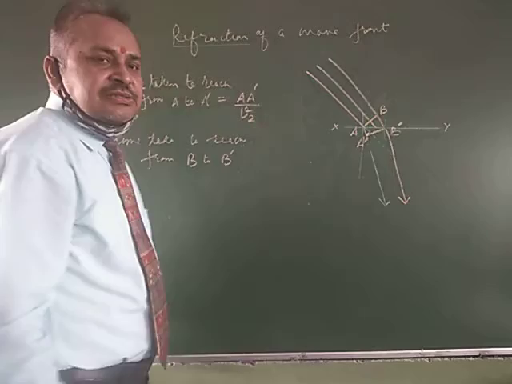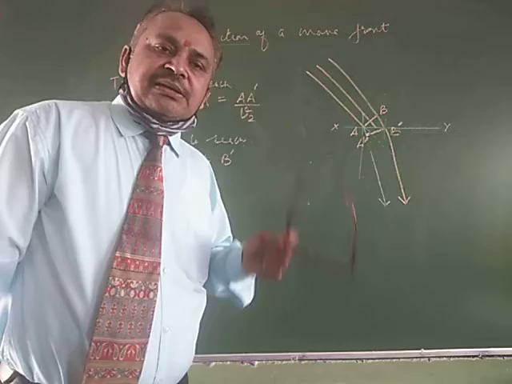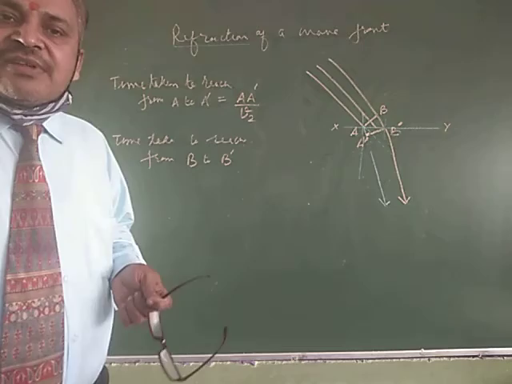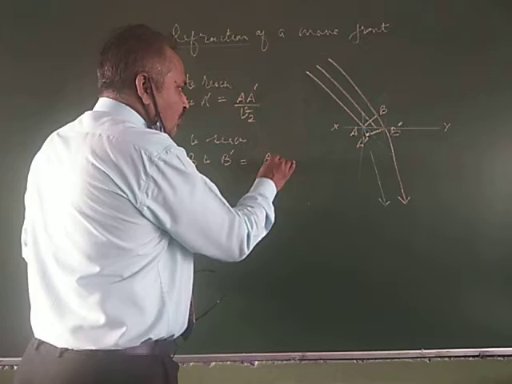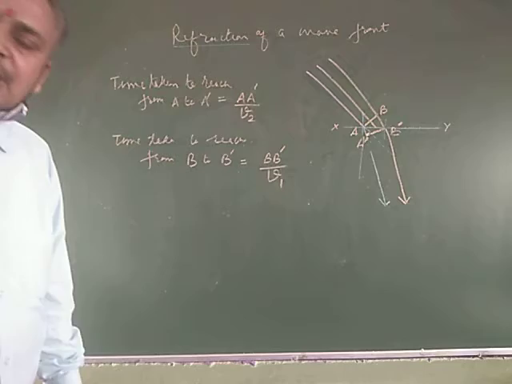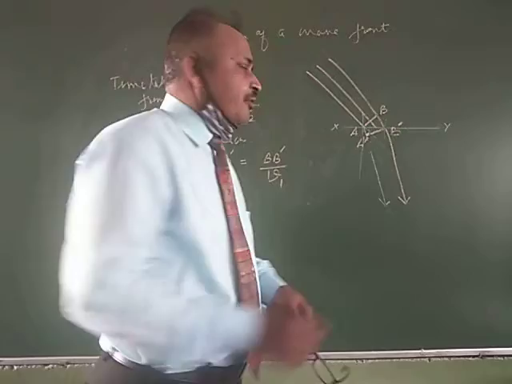Now you can also see clearly that from B to B dash, the particle is traveling in the rarer medium itself. So what will be the time? That will be equal to BB dash over V1. Is it clear? Okay. Now let us consider another point on the incident wavefront, let us say this point as P.